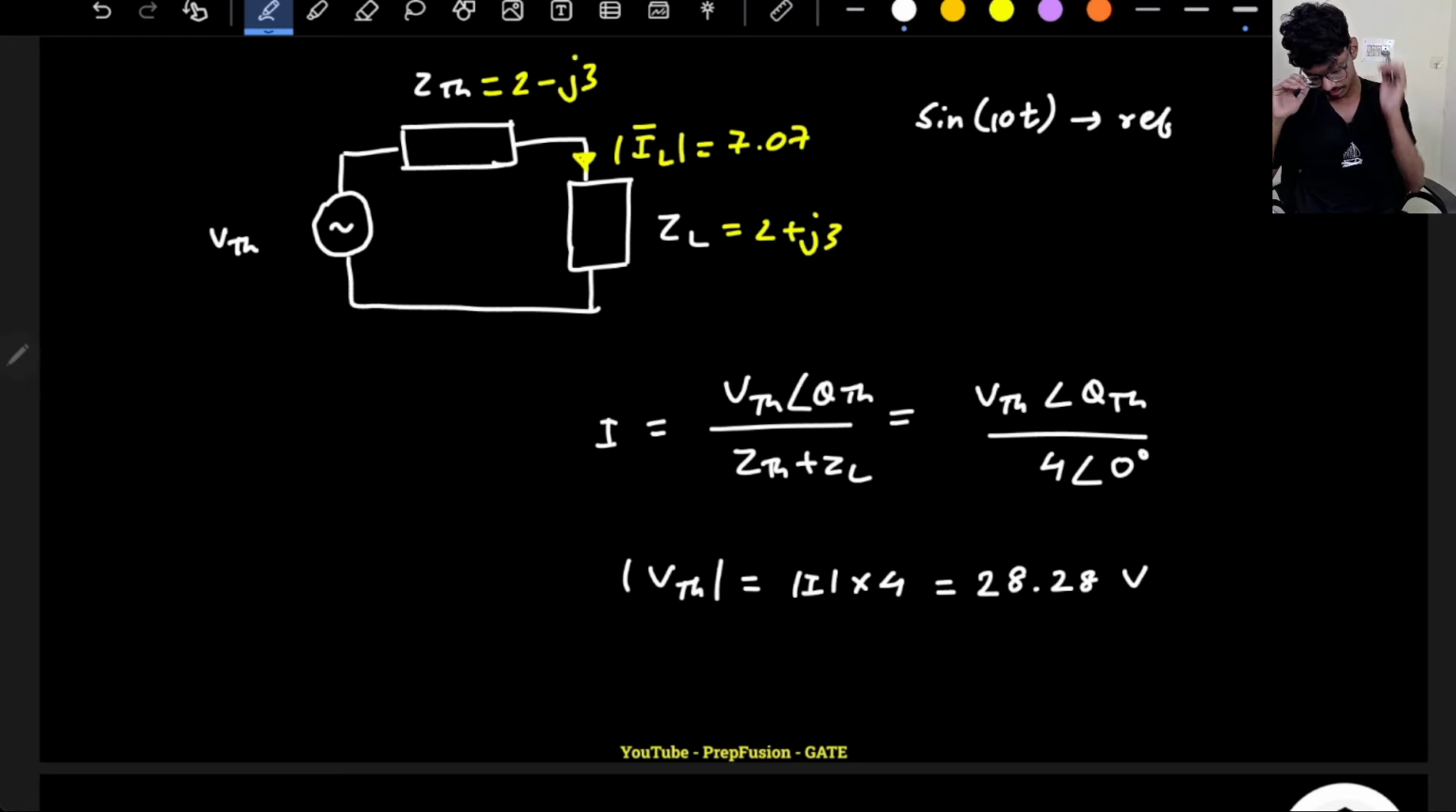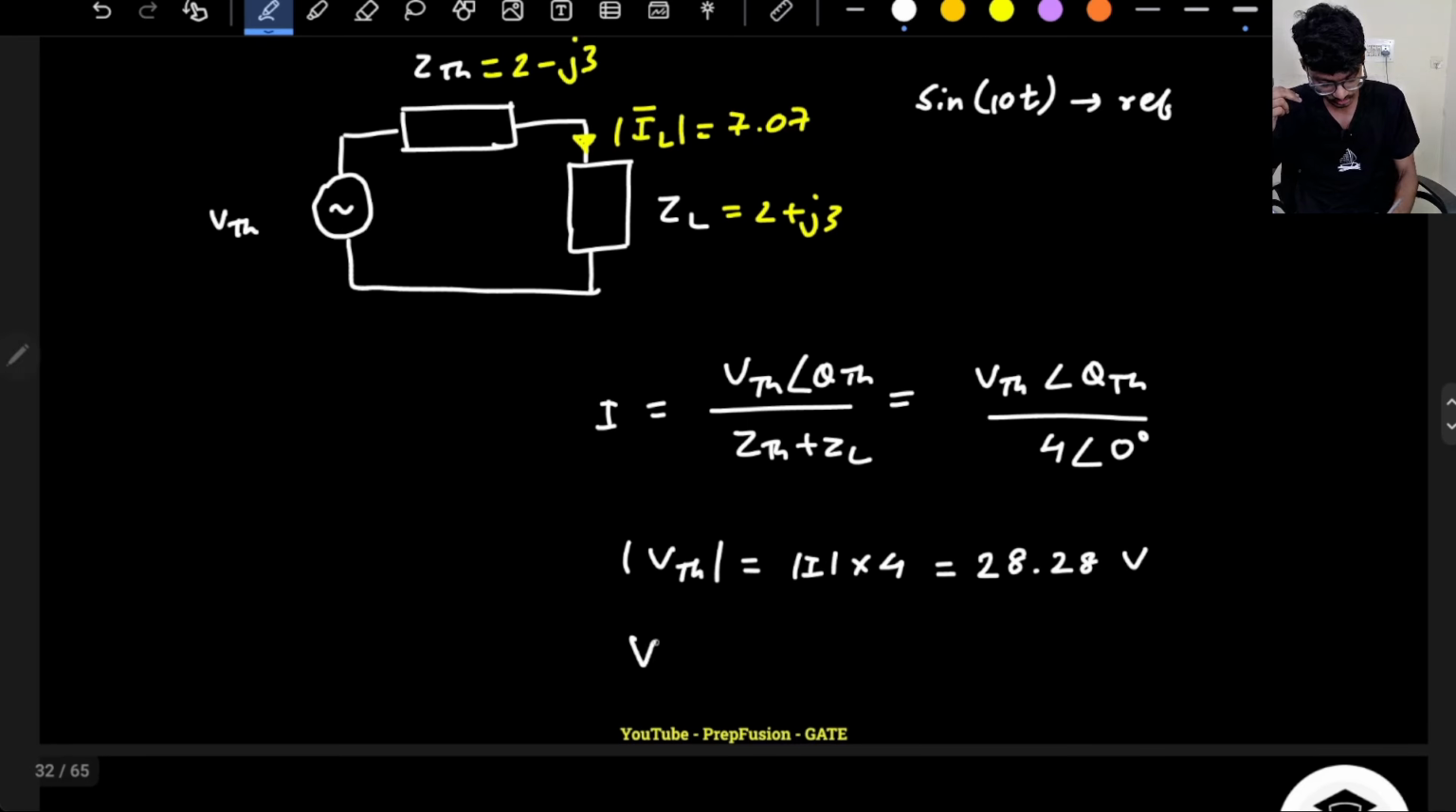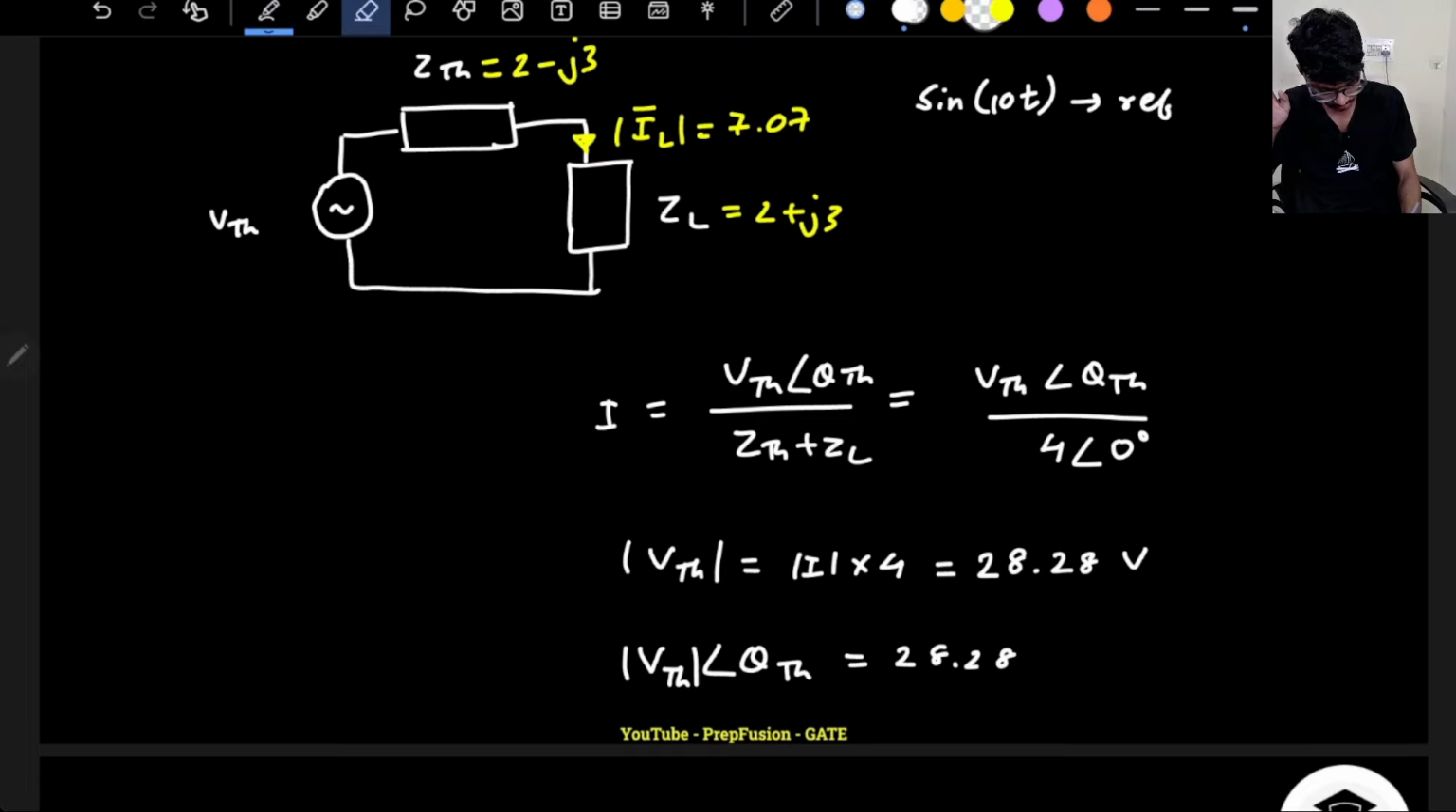Now this is my VTH, and my circuit is totally linear. Overall, the VTH is magnitude of VTH angle theta TH. I don't know what theta TH is. So this will be 28.28 angle theta TH.